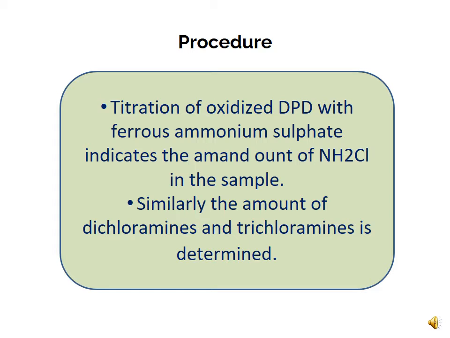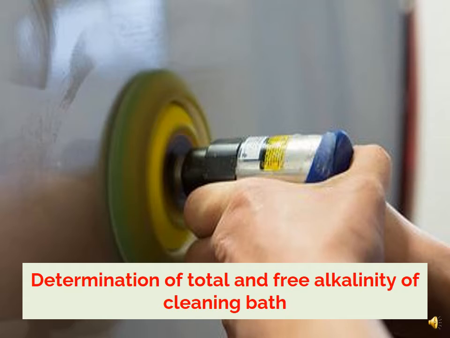The procedure is the same as in the determination of free chlorine concentration. First, we titrate the water sample, which contained oxidized DPD and the monochloramine, with the ferrous ammonium sulfate solution. And the volume of ferrous ammonium sulfate solution used in the titration is used to determine the amount of monochloramine in the sample. Similarly, the amount of dichloramine and trichloramine is also determined through the same procedure.